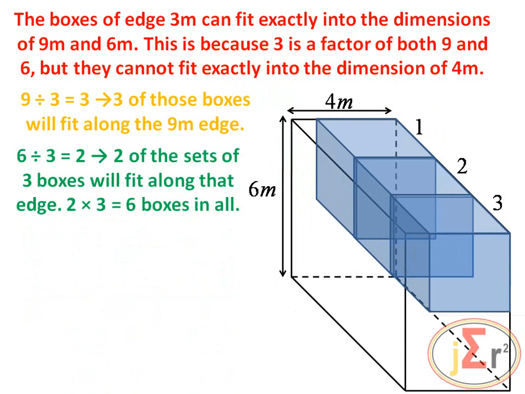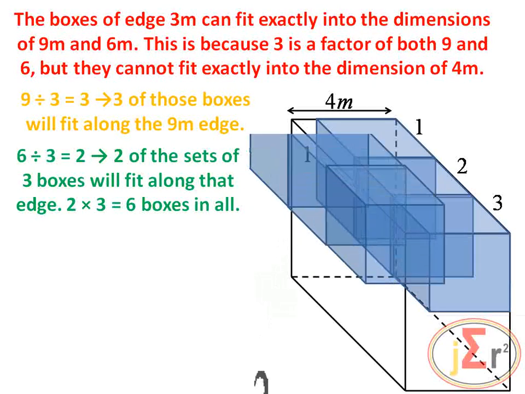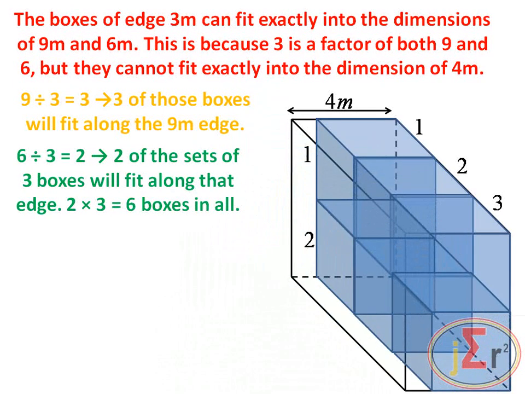Then 6 divided by 3 is equal to 2. 2 of those sets of 3 boxes will fit along that edge, because 2 times 3 is equal to 6. Then we are sure that that will be 6 boxes in all. So for the dimension of 6, we have 3 into 6 is equal to 2. So 2 of those.